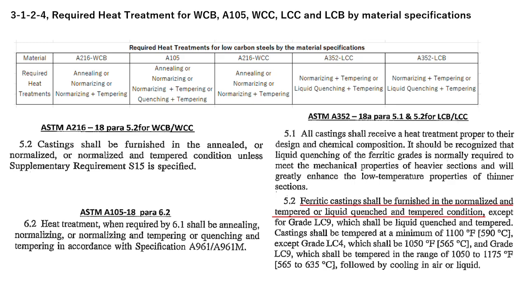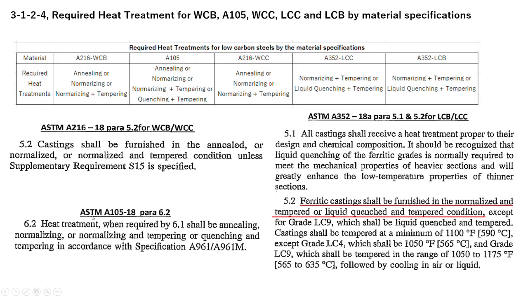So we will talk about heat treatment for carbon steel. I assigned the descriptions related to heat treatment derived from the material specifications. So ASTM A216 for WCB and WCC casting: castings shall be furnished in the annealed or normalized and tempered condition.